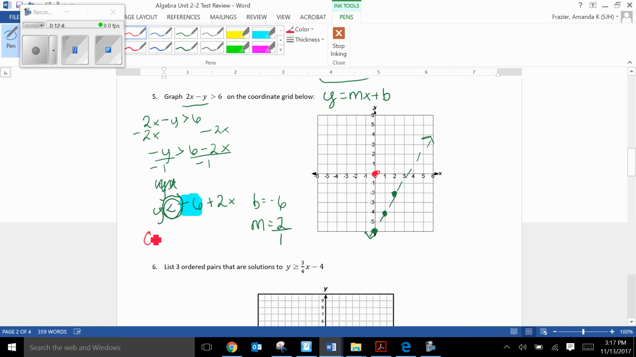I have 0 is less than negative 6 plus 2 times 0. So I'm plugging in my test point. Well, we know 2 times 0 is 0, so 0 is less than negative 6. Is this true? No, 0 is not less than negative 6. It's false. So since it's false, I don't want to shade where 0, 0 is. I need to shade on the opposite side. So my inequality, I'm sorry, should be shaded below the line.